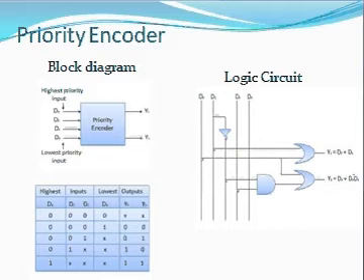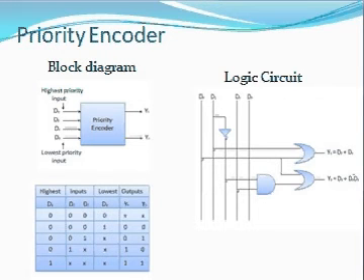So the priority encoder block diagram is given here. It has 4 inputs, that is, the priority is given as 0, 1, 2 and 3, and there are 2 outputs. When the first input is enabled, a code is generated which is equal to 0 0, and when input 2 is selected, it generates an output code 0 1.